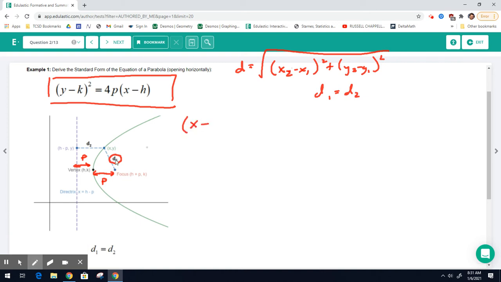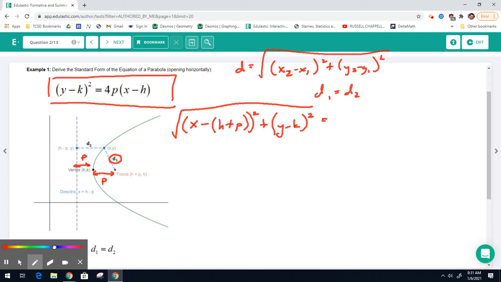Parentheses x minus, and now we have to subtract this binomial. So I'm going to open up another parenthesis, h plus p, close that parenthesis squared, plus y minus k, it's pretty simple, squared, and that's inside the square root. So that's your distance 1, and that's going to equal, and now we do our distance 2, and I'll do it in blue.